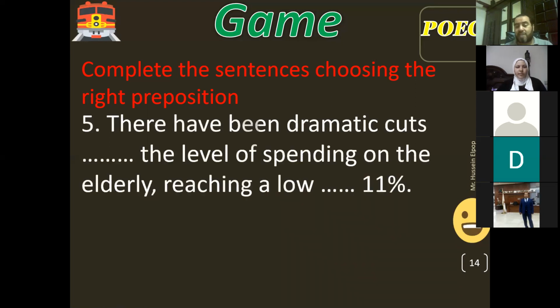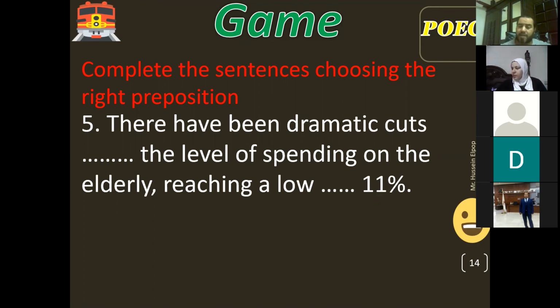I guess this is the last slide concerning the case preposition. We will start with the number, right? The number has significantly increased, and the structure will change. There has been a decline in the level of elderly, reaching a low. Okay, let's see. You answered the first one. Would you like to answer the second? Any ideas? Reaching a low.